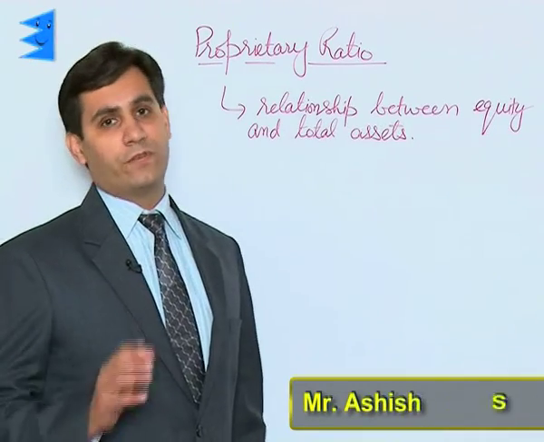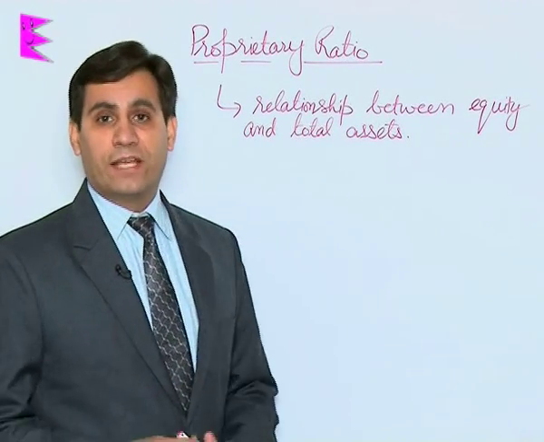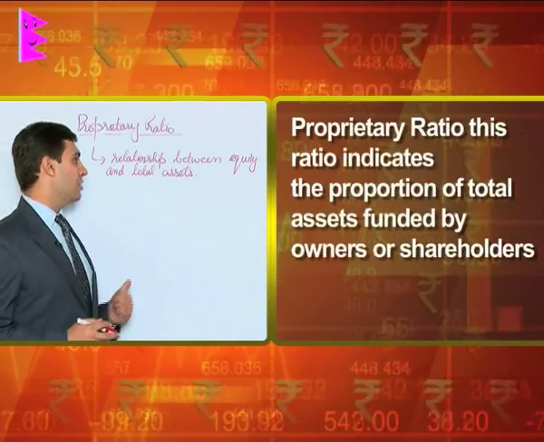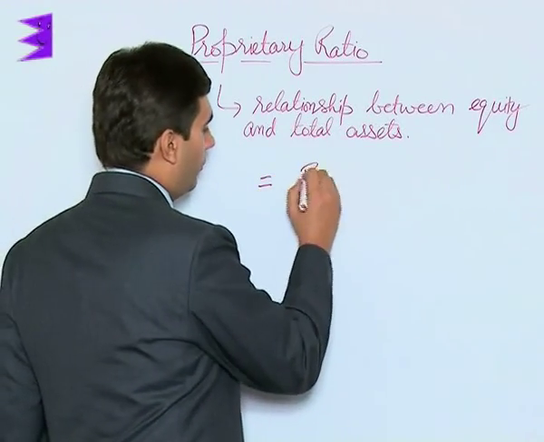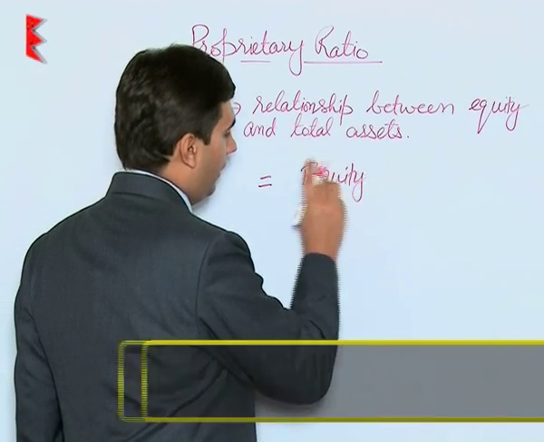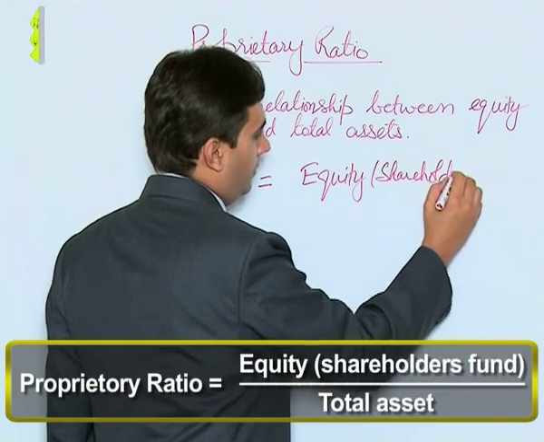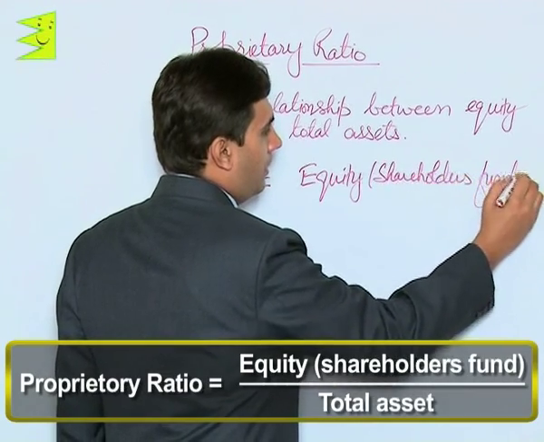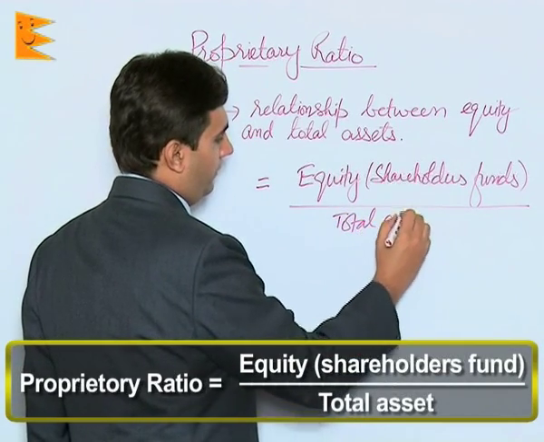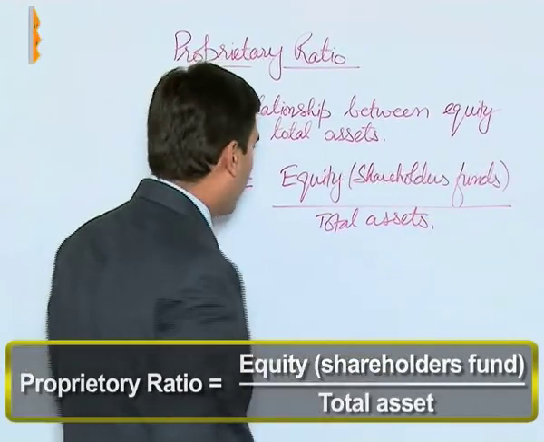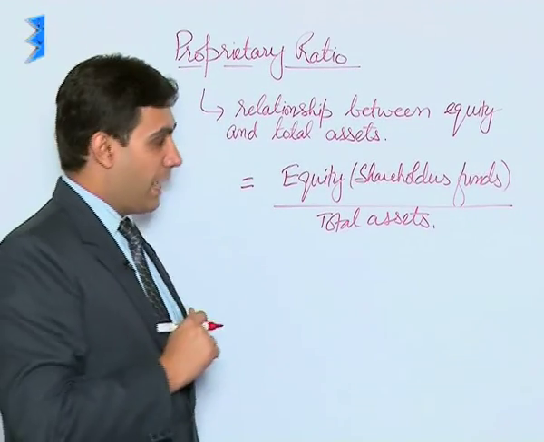The last ratio in solvency ratios is proprietary ratio. Now, what does proprietary ratio tell us? Proprietary ratio gives us a relationship between equity and total assets. So, formula wise, this ratio is equal to equity, and by equity we mean shareholders' funds, upon total assets. So students, proprietary ratio is equal to equity upon total assets.